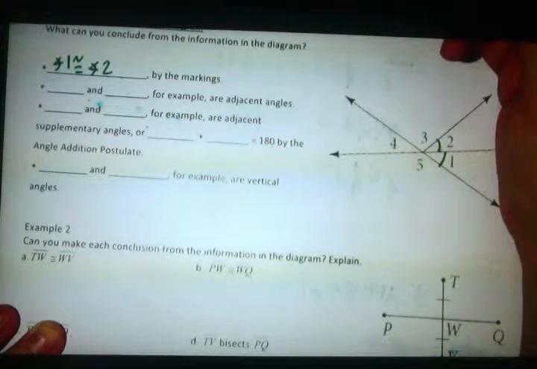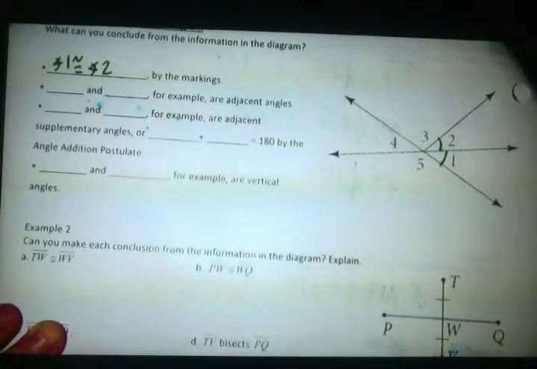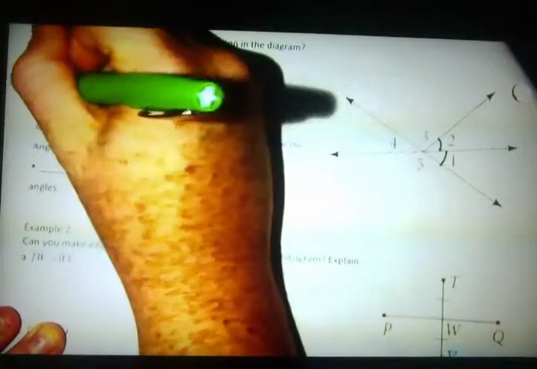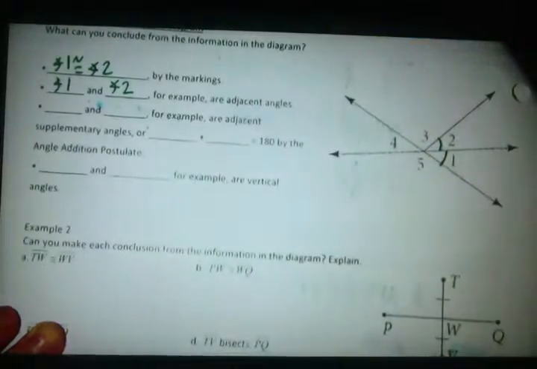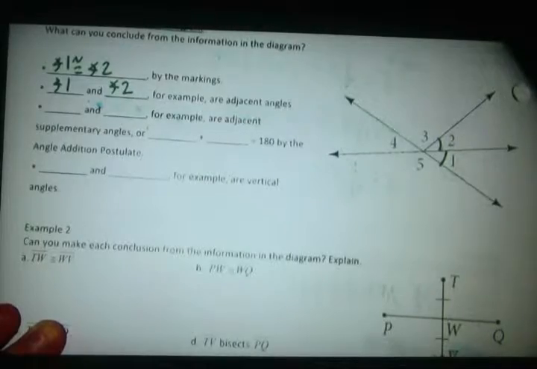Adjacent angles, remember we said you can conclude that. Here, they're touching. Adjacent just has to do with touching. Angle 1 and angle 2, for example, are adjacent angles. Here's another one, 2 and 3, 3 and 4, 4 and 5. They're all adjacent. Okay, so let's read this next one though.